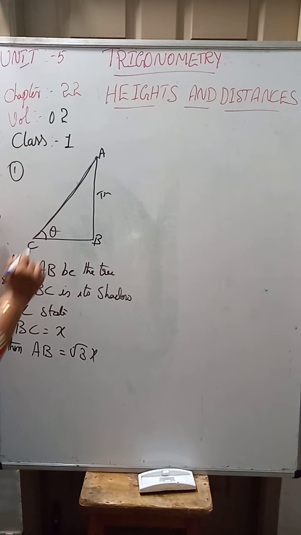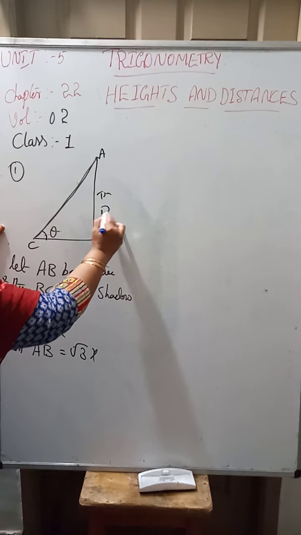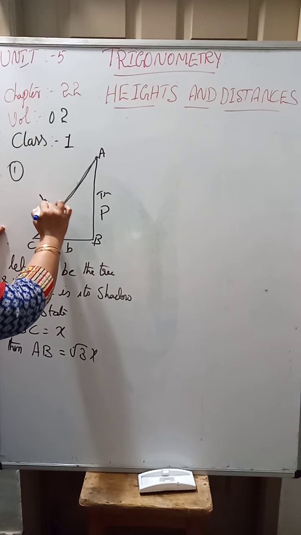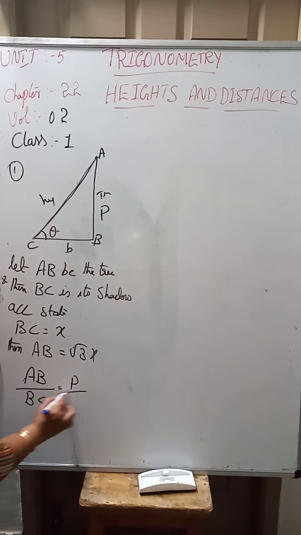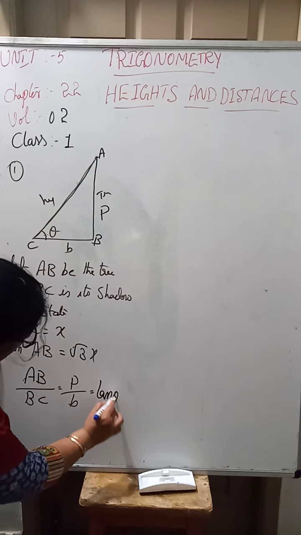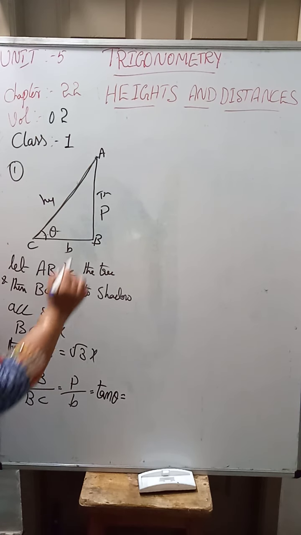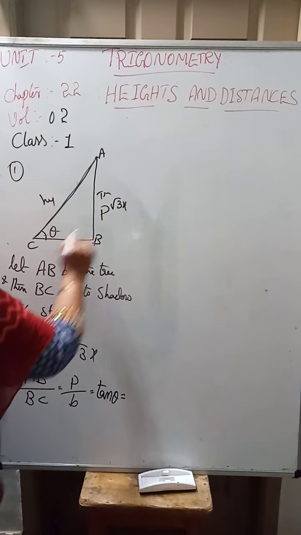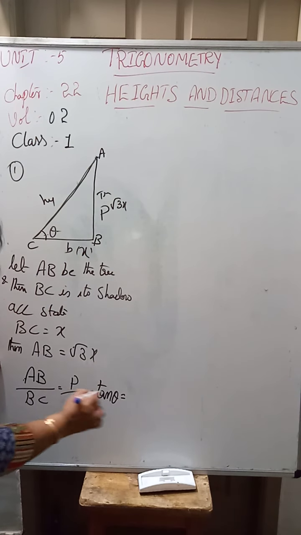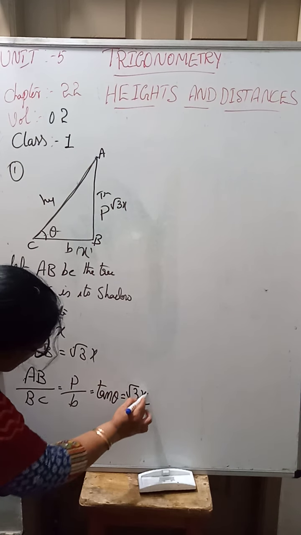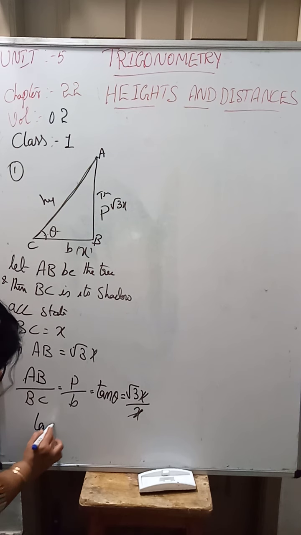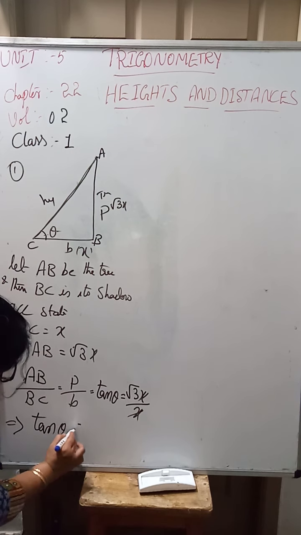Now children, listen. We know that opposite to this reference angle is the perpendicular, and this is the base and this is the hypotenuse. Now let me write down AB by BC. Perpendicular by base is tan theta. Tan theta is equal to AB by BC. AB is root 3x and this is x. Correct? Yes. So now substitute root 3x by x. Now x gets cancelled with x. So tan theta is equal to root 3.